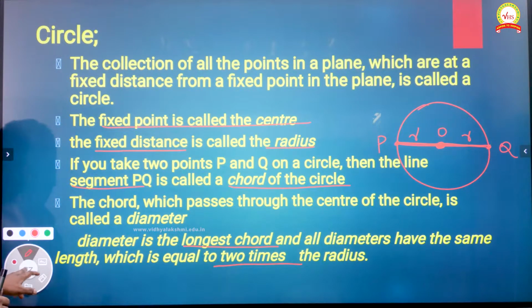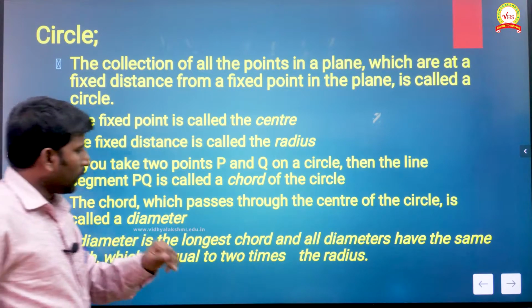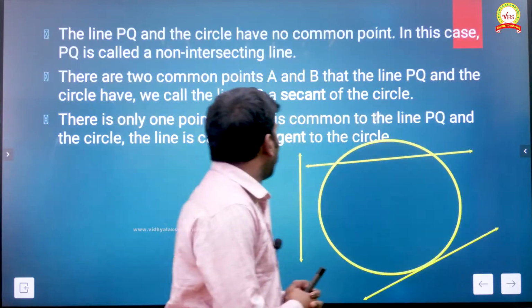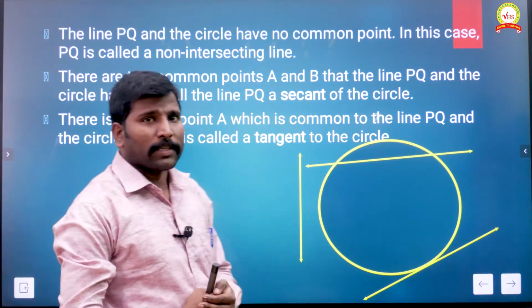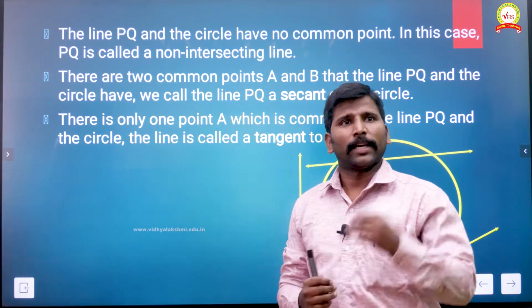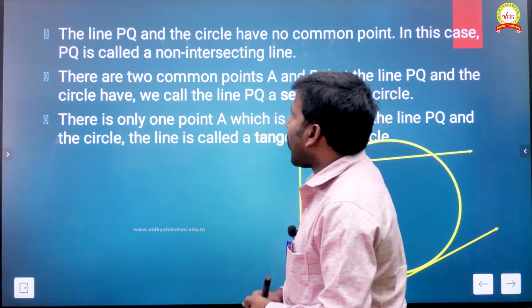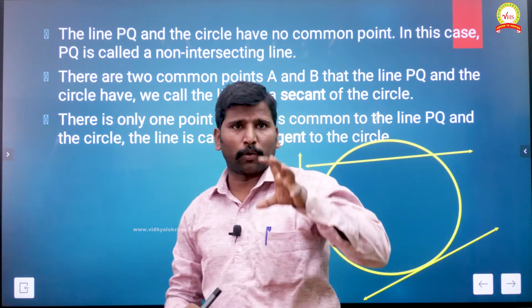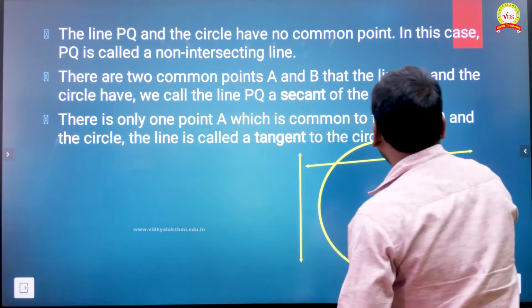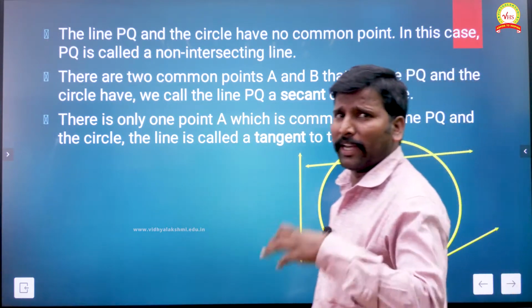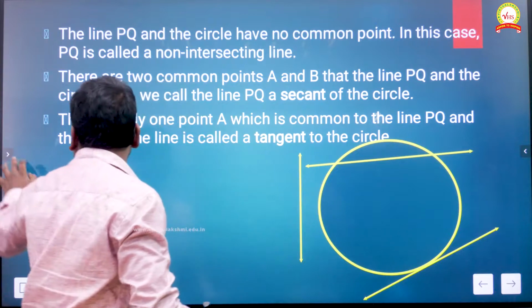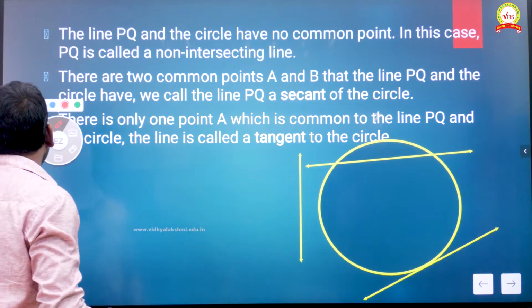Okay, now we are going to the next part. Let's see. Children, the continuation of this definition, we have another 3 points. Let's see one by one. Okay, the line PQ. Now we are going to one line PQ. I have given a circle and some lines also. I didn't give any names. Let's see one by one all these things. Okay, right. 1 minute.